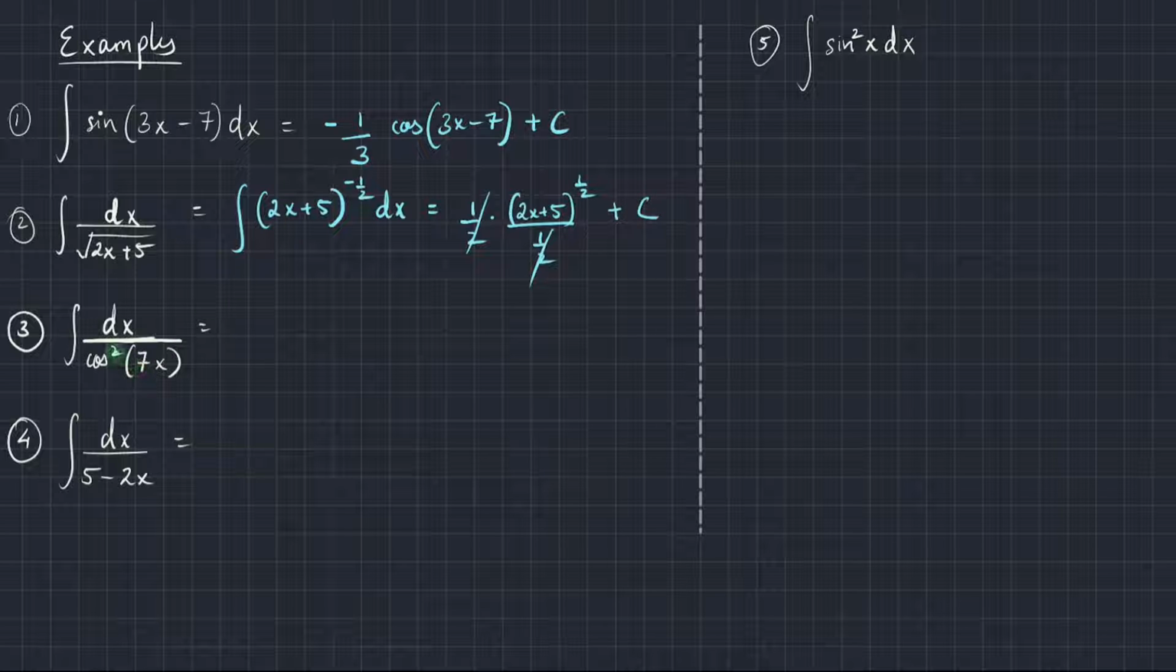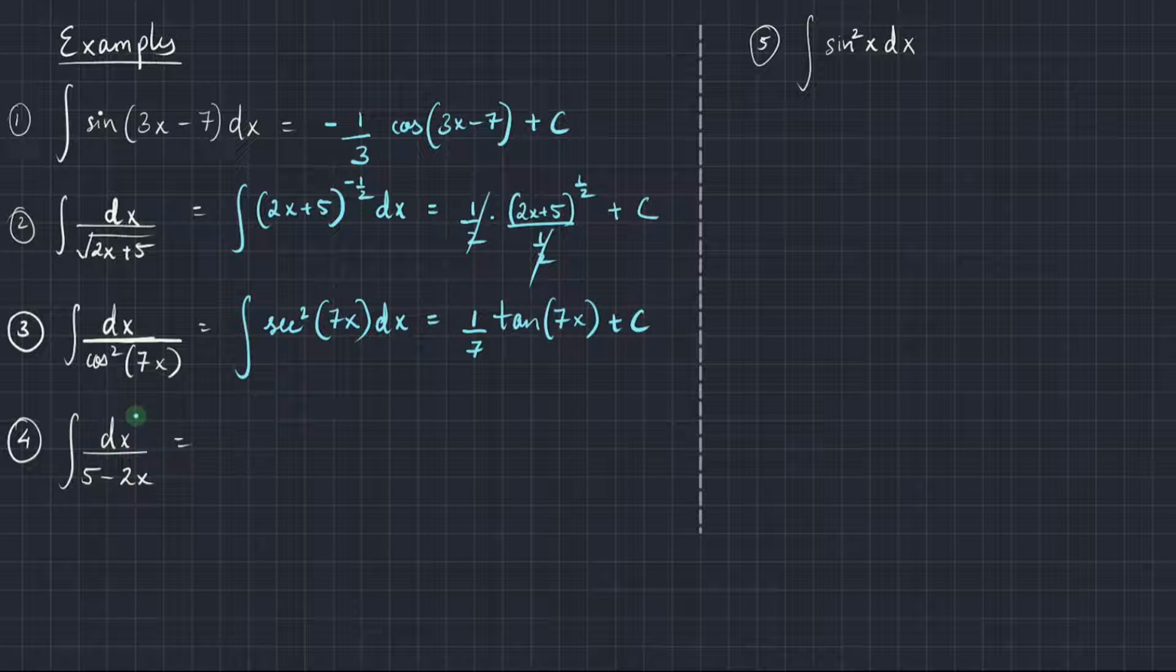For the next example, we're going to rewrite the 1 over cosine squared function as a secant squared function. So we get the integral of secant squared 7x dx. And this is a standard integral. The integral of secant squared function is the tangent function. And so this is going to be 1 over 7 times tan 7x plus c.